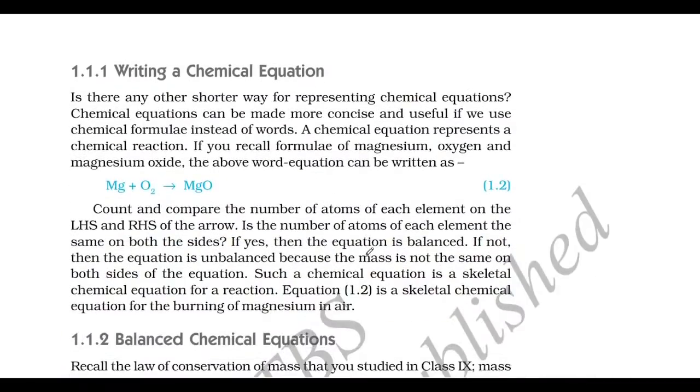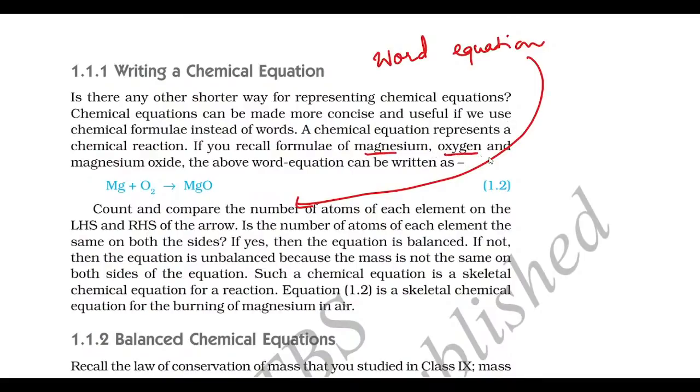Now it is a very important concept for 3 marks. Writing a chemical reaction, they'll give the word equation. For 3 marks, the word equation will be given. What you need to do is write the chemical equation for it. For example, magnesium and oxygen combine to form magnesium oxide. So magnesium plus oxygen combine to form what? Magnesium oxide, right?